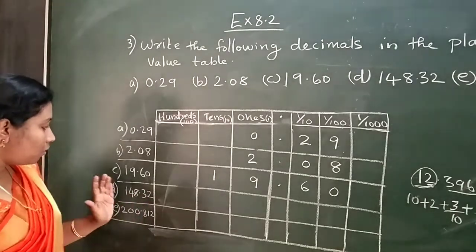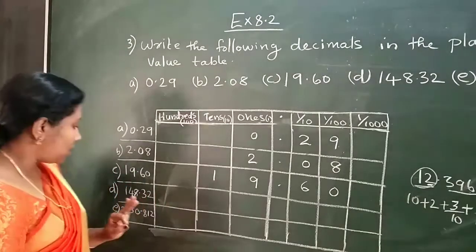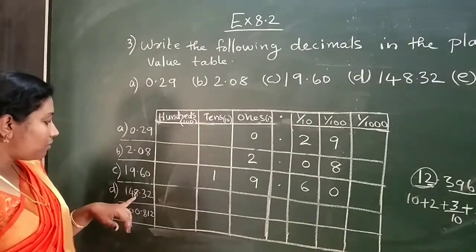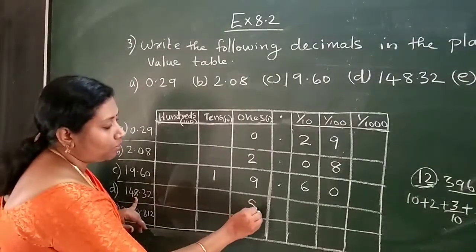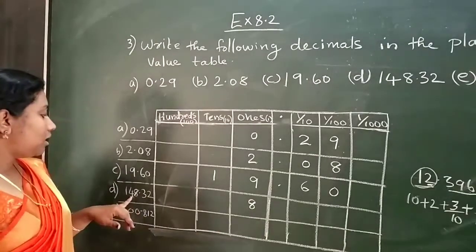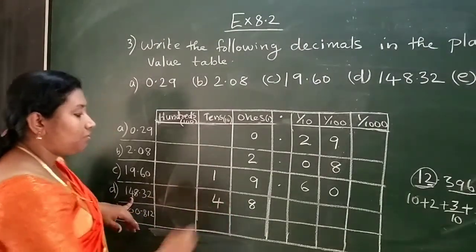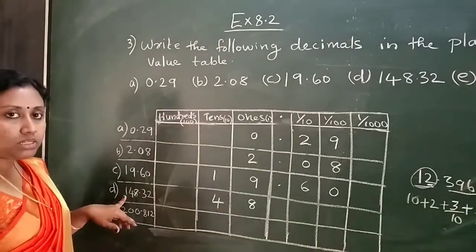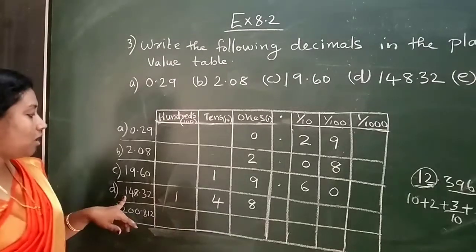Then your fourth question, 148.32. In the whole number part, how many digits are there? 3 digits are there. In this whole number part, what is the place value of this 8? Ones place number. So you write here 8. Then 4 is the 10th place number. So you write here 4. Then 1. What is the place value of 1? 100th place. So you write here 1.